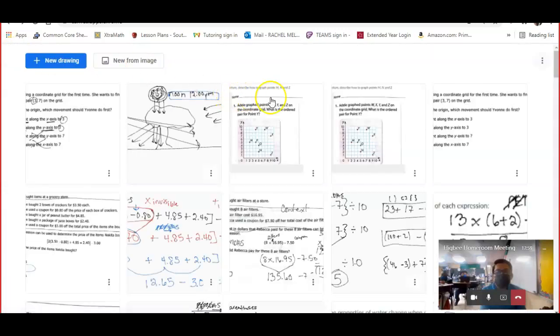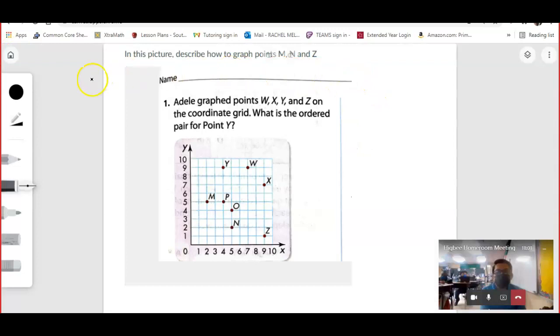Okay, so now we're going to do the same thing with this. We're going to talk about W, X, Y, and Z, and we're going to say them the correct way. All right? So is there anyone that would like to volunteer and tell us how you would describe how to graph point W?